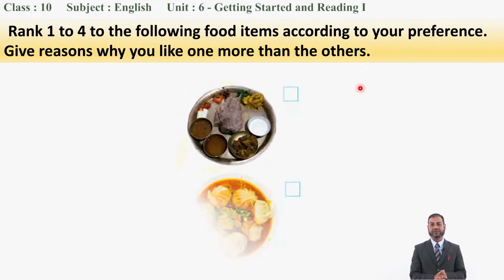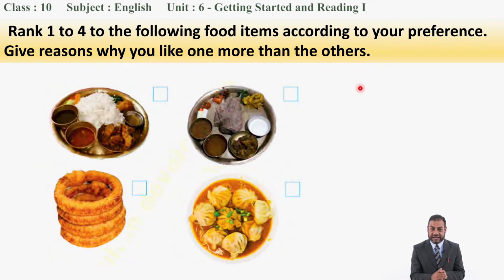Dear students, we have pictures here. Now look at these pictures and then you have to give 1, 2, 3, 4 to these food items. And at the same time, you have to say why you rank 1 to the particular food item. Okay? It's interesting. Do you enjoy eating different foods? Sure. Yes.